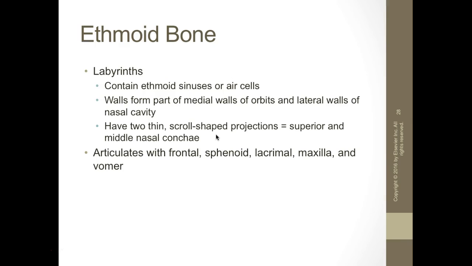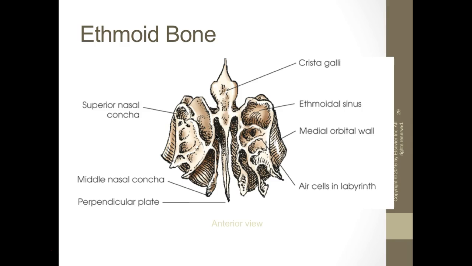All right, your labyrinths are contained within the ethmoid sinuses or air cells. The walls form part of the medial walls of the orbits and the lateral walls of the nasal cavity. They have two thin scroll-like projections, the superior and middle nasal concha, and articulate with the frontal, sphenoid, lacrimal, maxilla, and vomer.